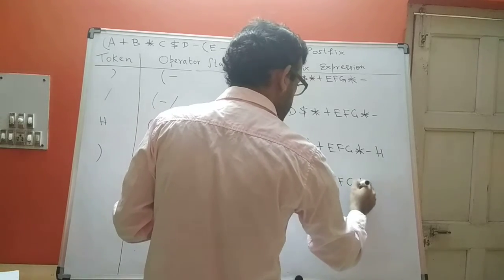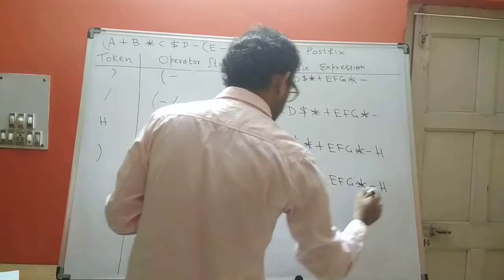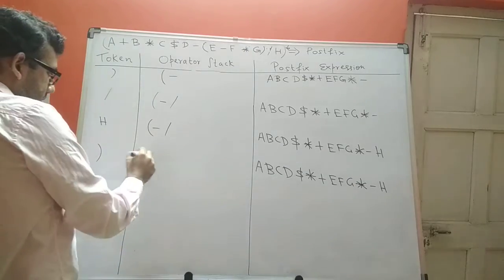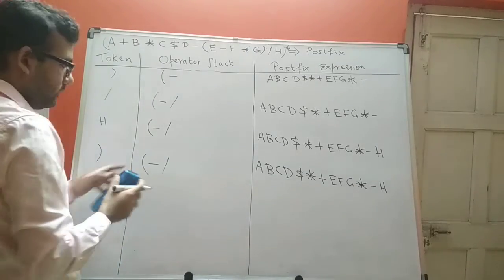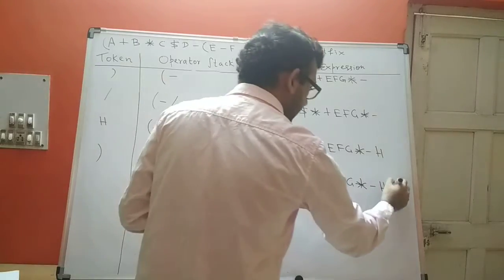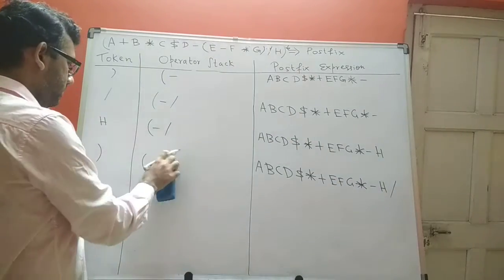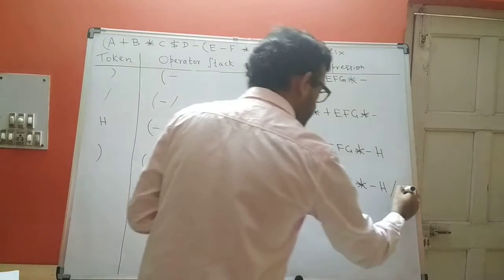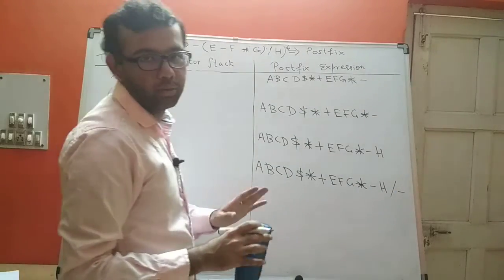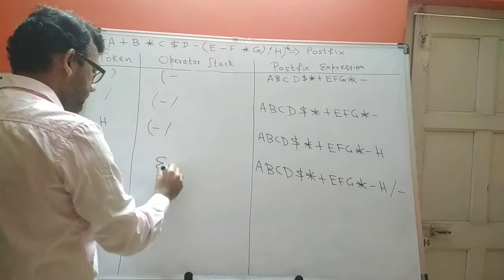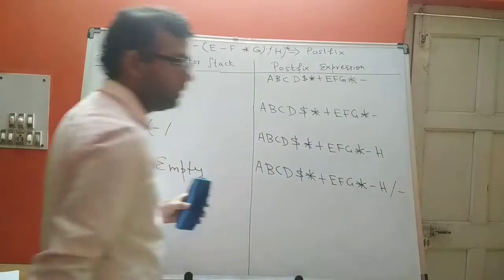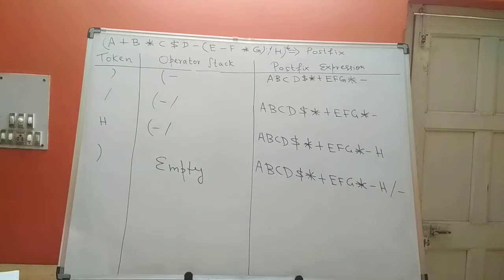So what I do is, I'll keep on popping from my stack. So this is my stack, right? First I'll pop division because it is the topmost element of my stack and I'll add it to the output. Next I'll pop minus and I'll add it to the output. Next I'll pop opening parentheses, but I'll not add it to the output. My stack becomes empty and the process comes to an end, and this is your final postfix expression. So I hope you have understood this.